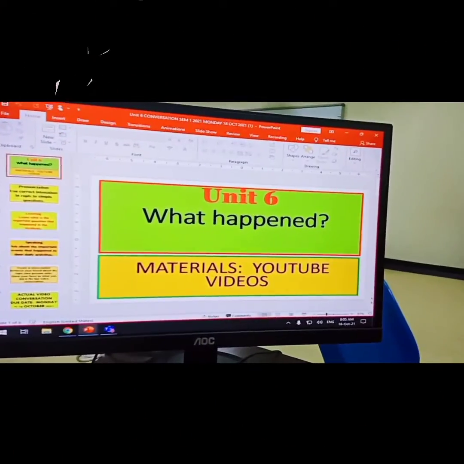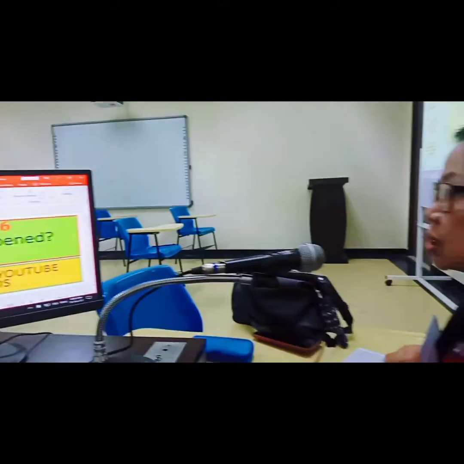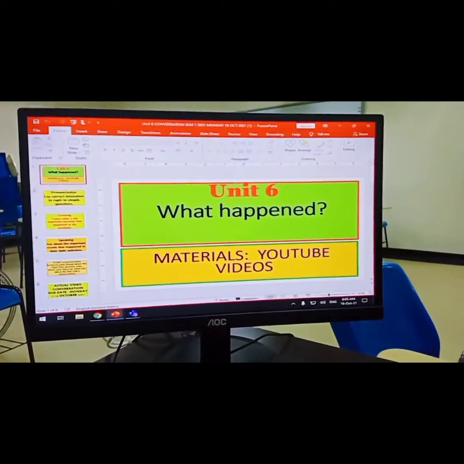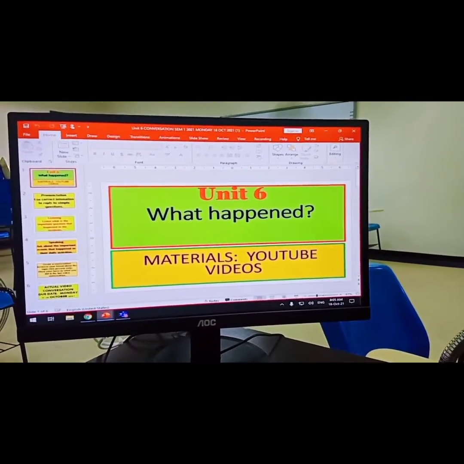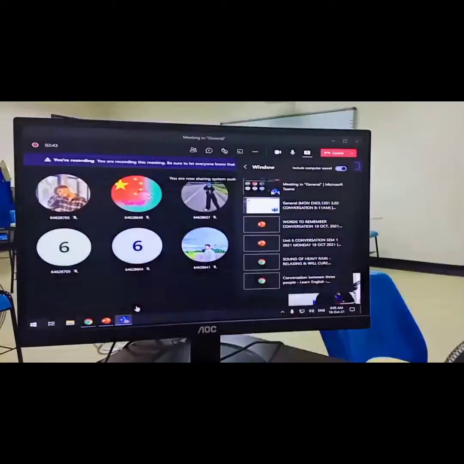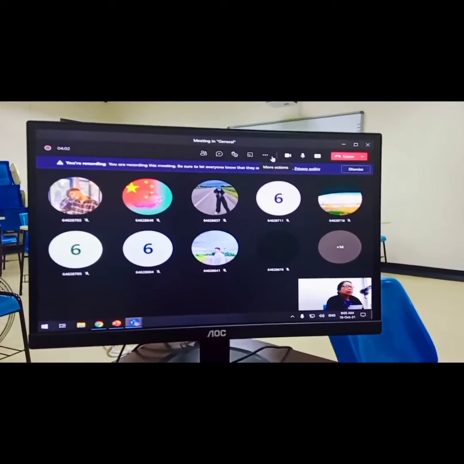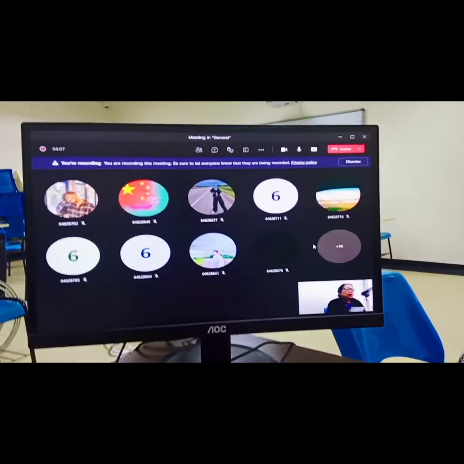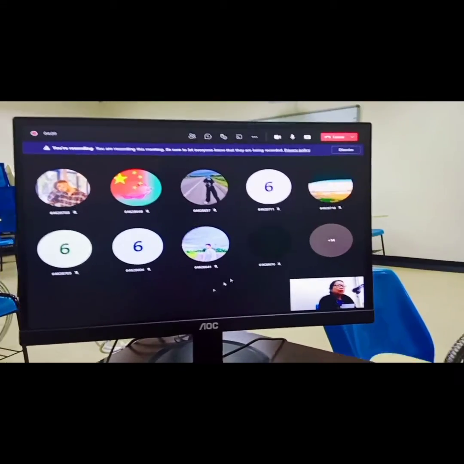We have the simple present, which is happening today, and the next is past tense. So in Unit 6, you are going to use the past tense form of the verb, the simple past tense. And the third tense that you're going to study is about the future. But today, right now, we're going to learn about some words to remember.